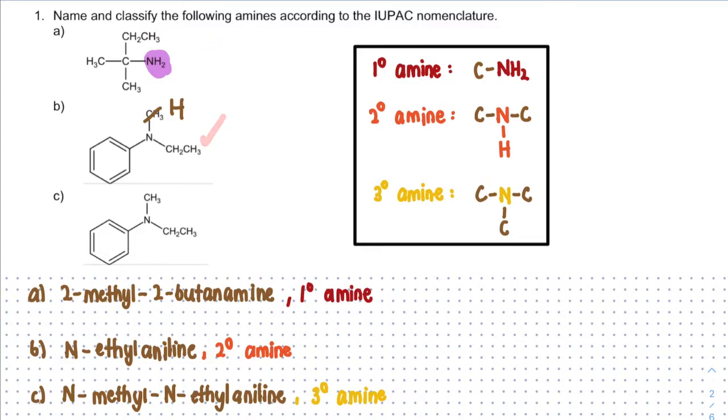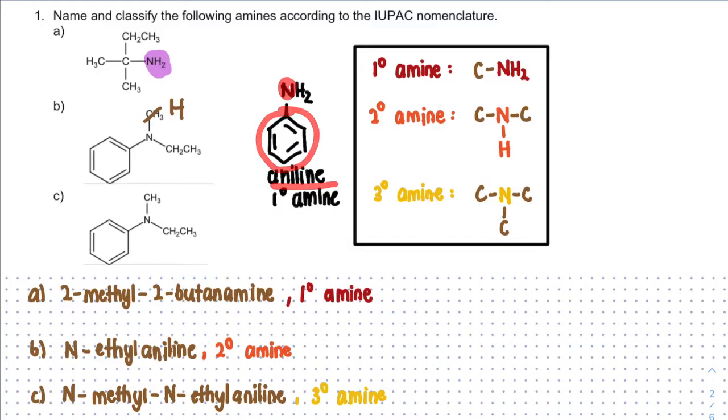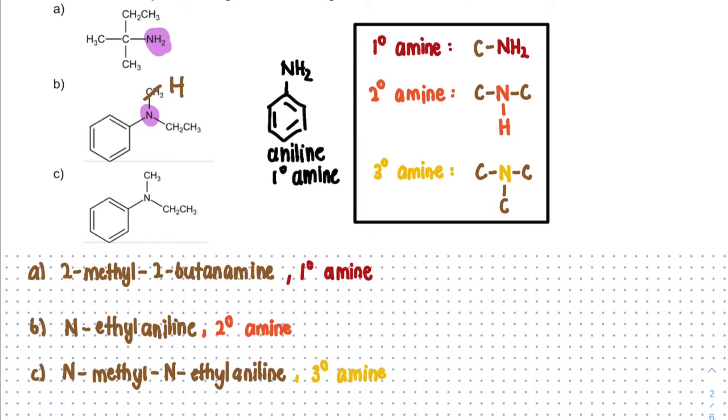The second one is an aromatic amine. Originally it looks like this, starting with NH2, which is what we call aniline. This is an example of a primary amine. When N is directly attached to the benzene ring, the parent name will be aniline. The same goes here: N is directly attached to benzene, so the parent name is aniline. But this is not NH2. On the same nitrogen, we have 2 carbons, which is ethyl. We write N-ethyl aniline. The nitrogen is attached to 2 carbons, so it is a secondary amine. So that's for example B.